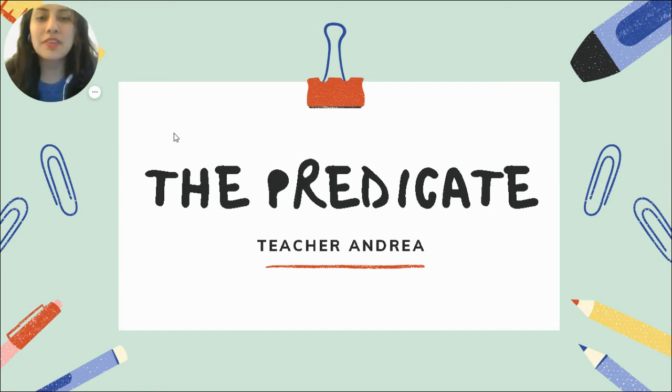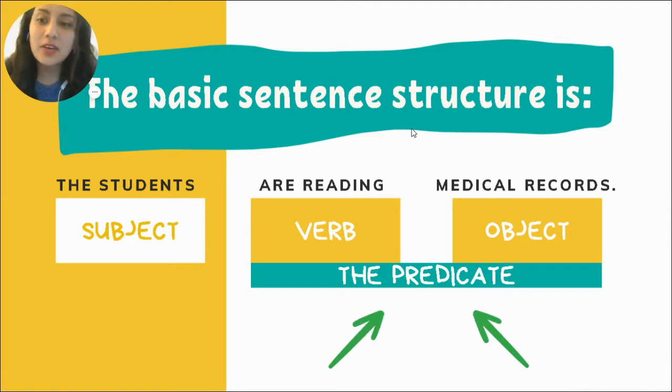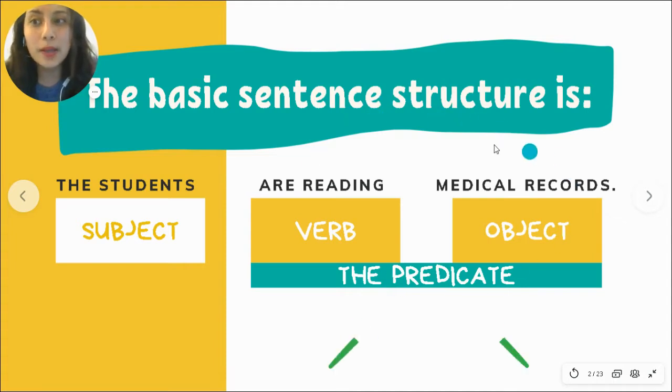Okay, hello everybody. So today's topic is going to be about the predicate. And we need to remember first that the basic sentence structure is the following. First, we have the subject, as you can see here in the yellow part. And then we have the predicate, that is everything else that is here in this white part.